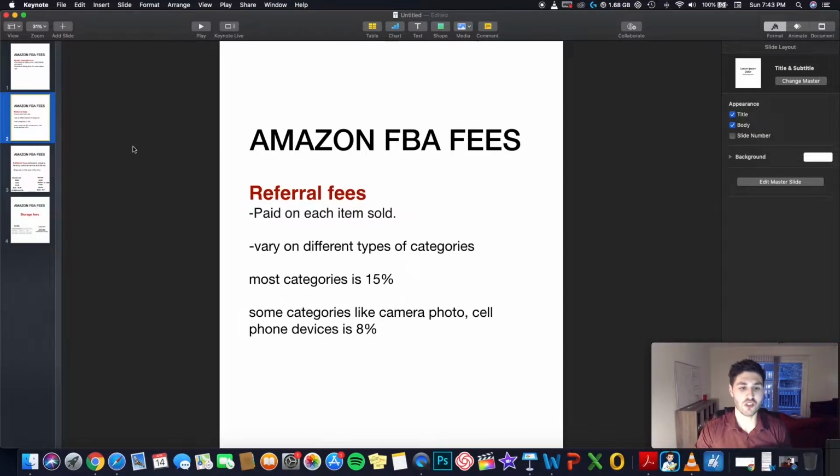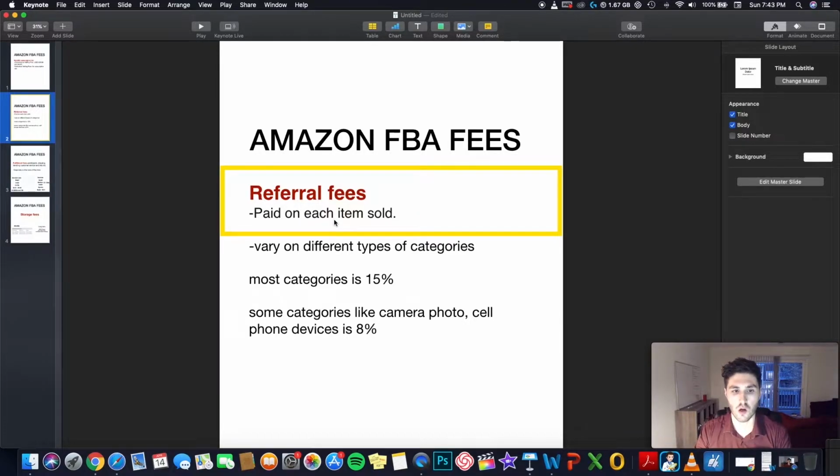As I was saying earlier, you pay $1, but this refers just to the pay as you go option that Amazon gives you. The referral fee is basically paid on each item sold. It varies on different types of categories.